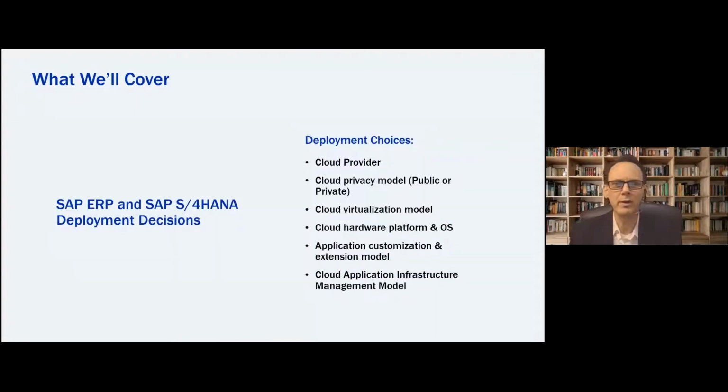So what I plan on covering today are specifically S/4HANA deployment decisions, in the context of hybrid cloud. I've broken the slides down into this bulleted form of deployment choices. When you're looking at deploying SAP, one, you can choose between on-premise or a cloud provider. If you choose a cloud provider, picking which cloud provider. The cloud privacy model, whether you are deploying to a public cloud versus a private cloud, the cloud virtualization model, the hardware platform, the application customization and extension model, and then finally the application infrastructure. Whether you want your SAP environment to be managed, or if you want to do the management yourself.